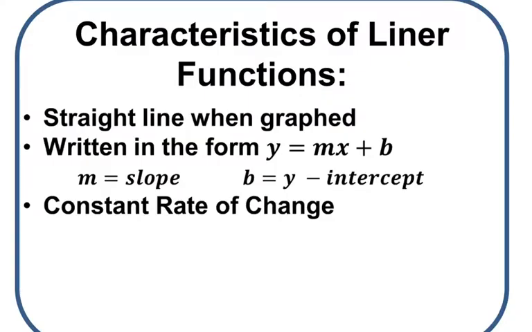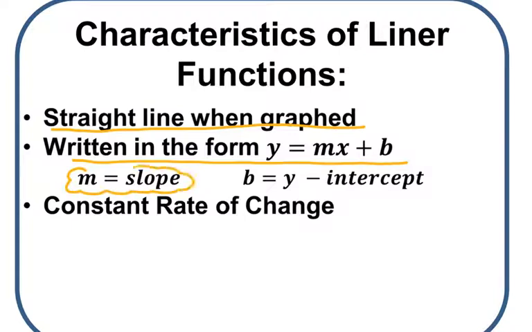Let's begin with talking about the characteristics of linear functions. When linear functions are graphed, they will form a straight line. Nonlinear functions are going to have some sort of curvy line. It needs to be written in the form of y = mx + b. We call that slope-intercept form. m represents the slope, and b represents the y-intercept.